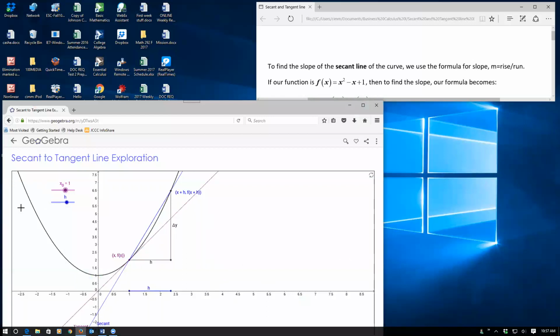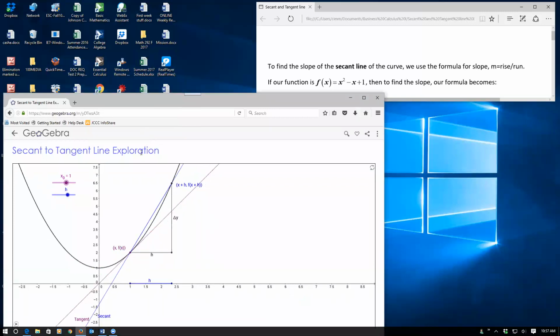So I have a parabola here, and I have two lines that go through the parabola. The blue line you see here, that's going to be called the secant line. And notice that it crosses that parabola in two distinct points. The purple line is called the tangent line, and that tangent line touches the graph of the parabola at only one point right there. So we're going to try to find the slope at this point, and that's actually going to be our derivative, a really big thing that we use in calculus.